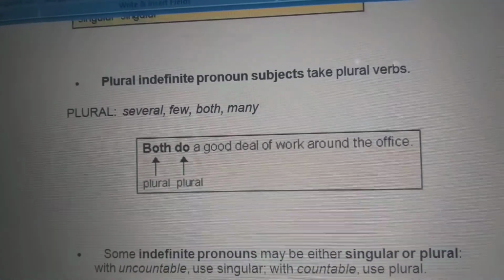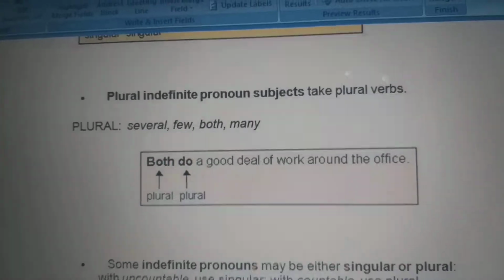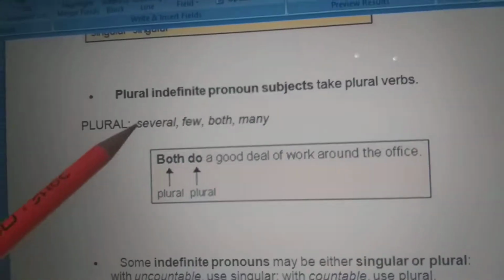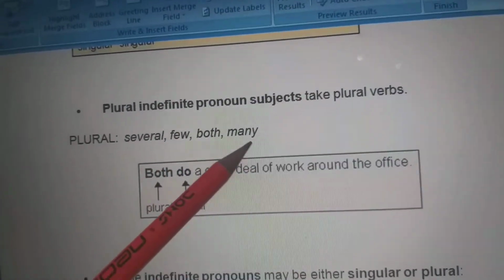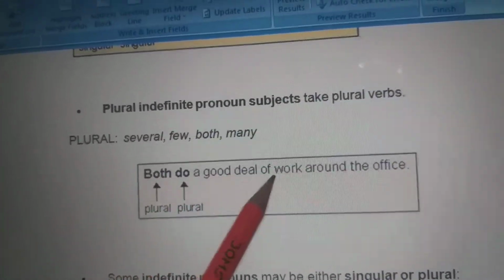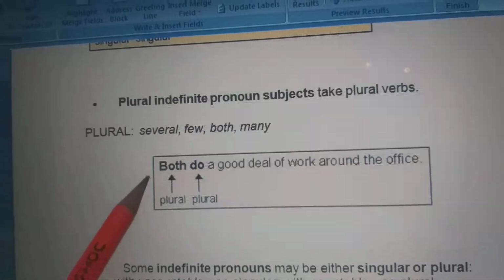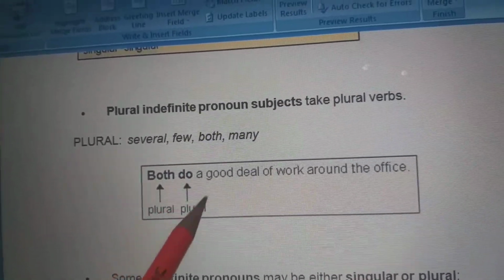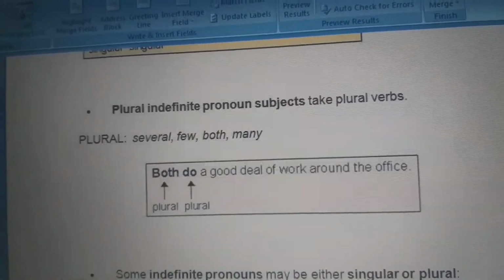When we come to plural forms, they are several, few, both, many. Like: both do a good deal of work around the office. So both is a plural form and do is also a plural form.